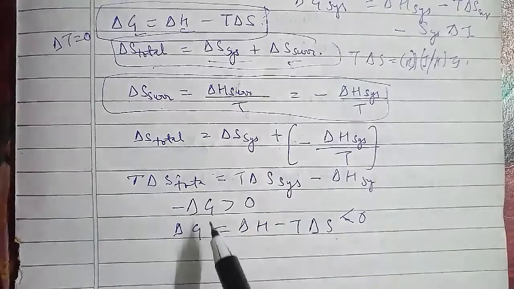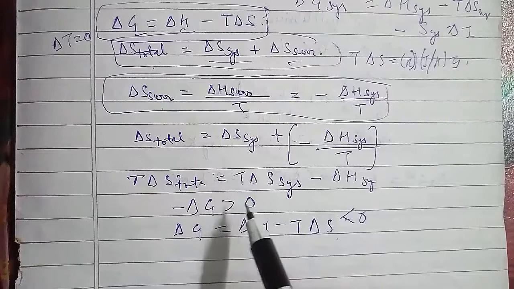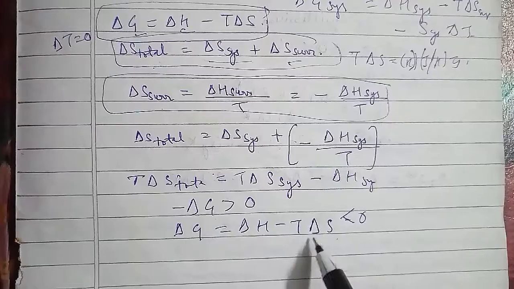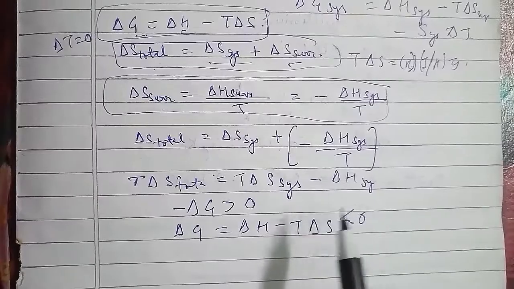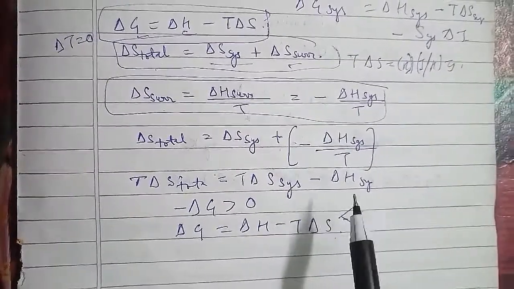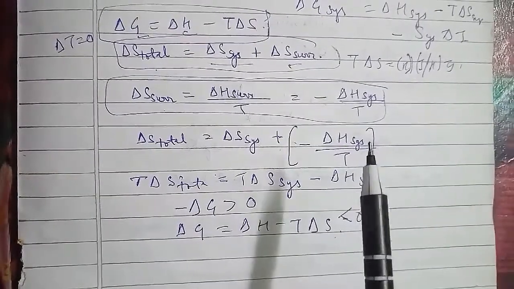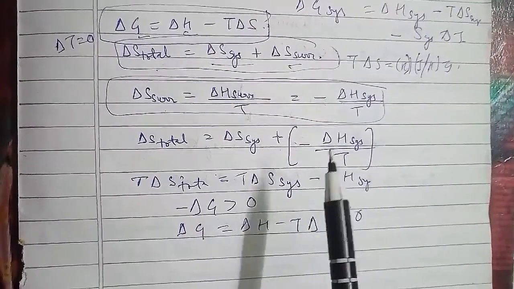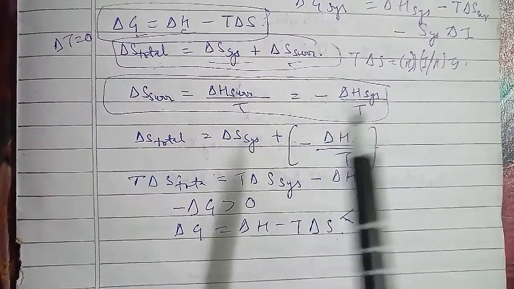So with this, minus delta G is greater than 0, and delta G equals delta H minus T delta S is less than 0. Here delta H system is the enthalpy change of the reaction, and T delta S system is energy which is not available to do work. So delta G is the net energy available to do useful work, and thus we can measure it as the free energy, and for that reason it is also known as the free energy of the reaction.